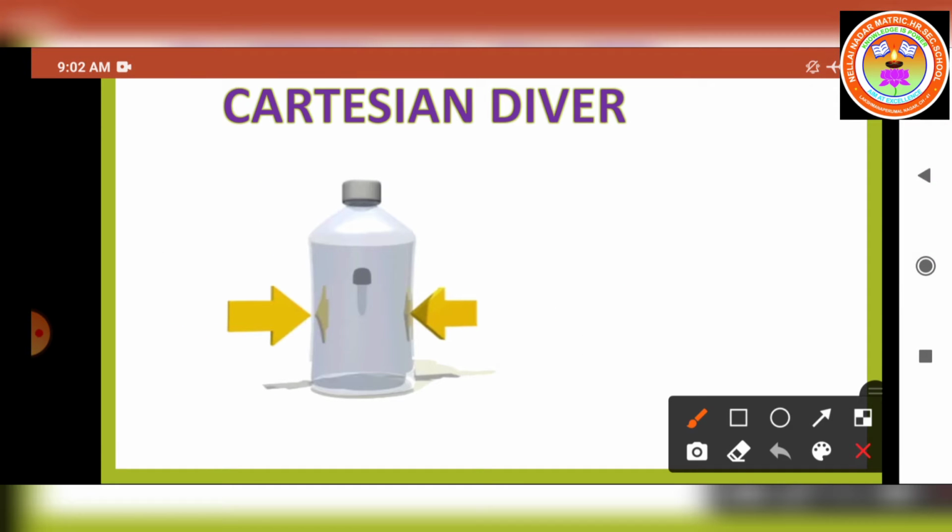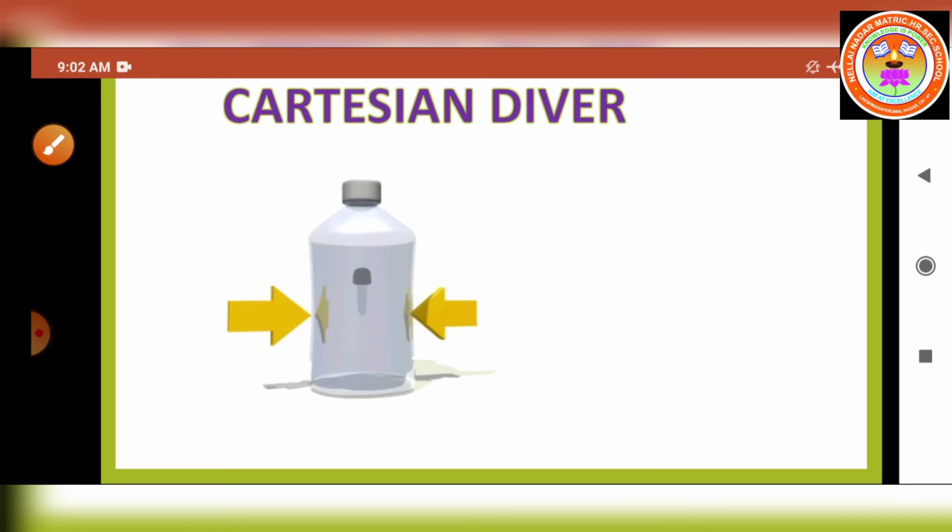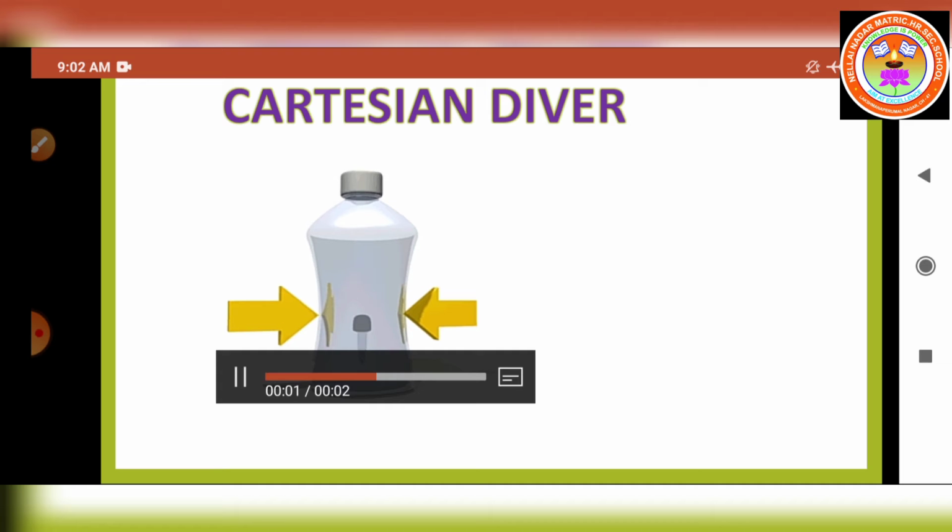Now let us see a Cartesian diver. A Cartesian diver is an experiment that demonstrates the principle of buoyancy. Let us see the construction of the Cartesian diver. It is a pen cap with clay. The Cartesian diver contains just enough liquid that it barely floats in a part of the liquid. See here, its remaining volume is filled with air.